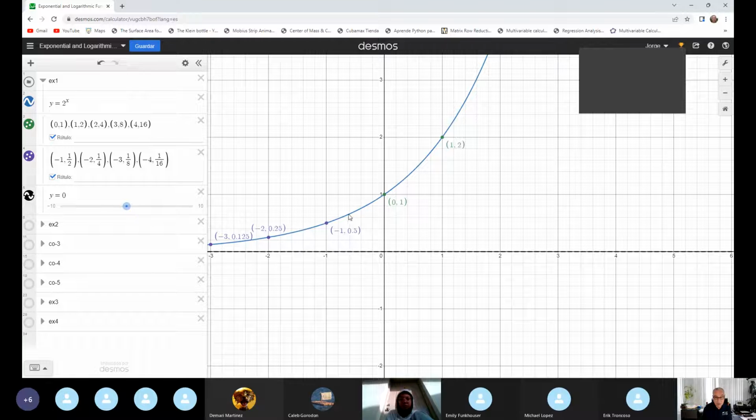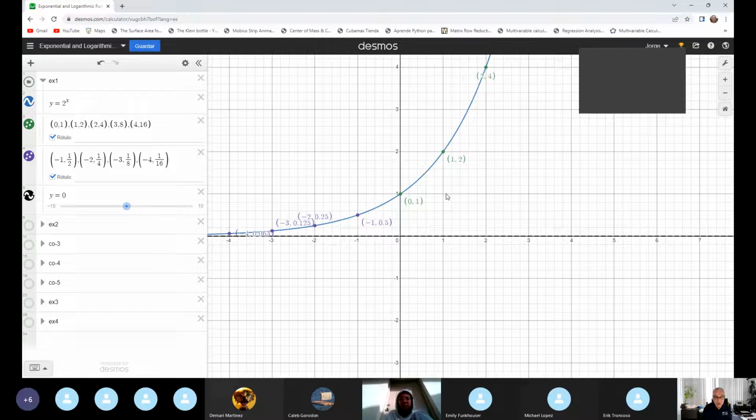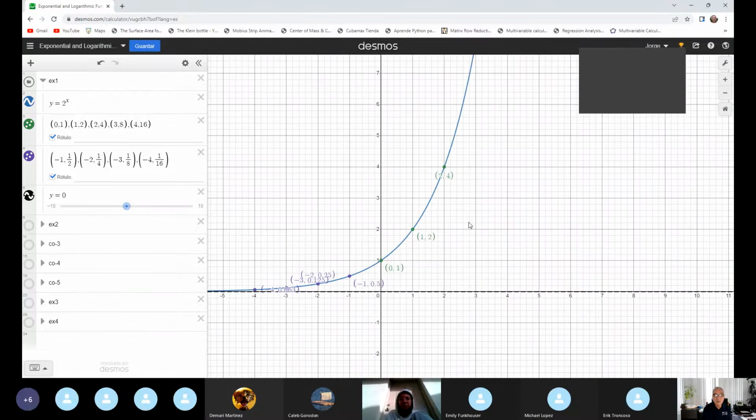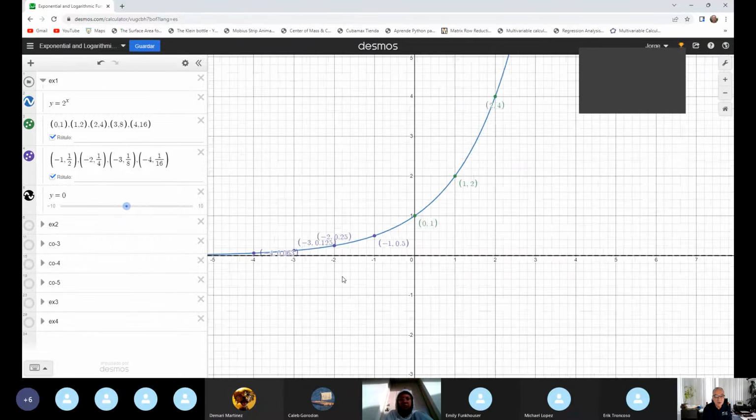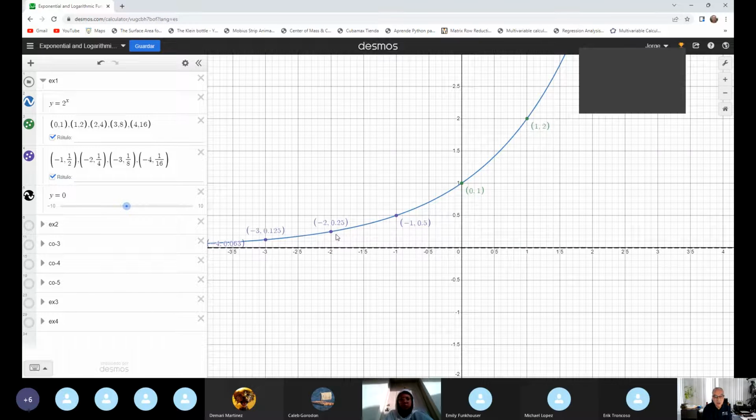3 points, bam, bam, bam. You are doing the best. If you want to do more, I put 2,4 and so on. I put -2,1/4. And don't forget, important, the horizontal asymptote that any exponential function has is at y equals 0.